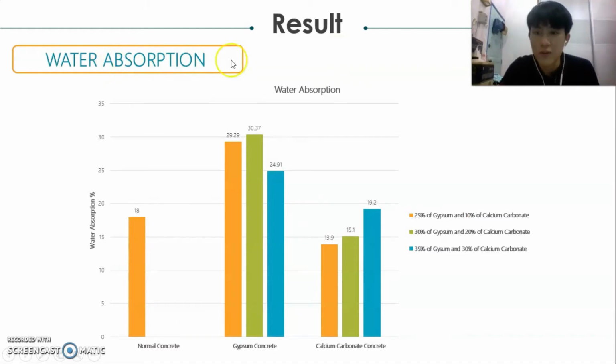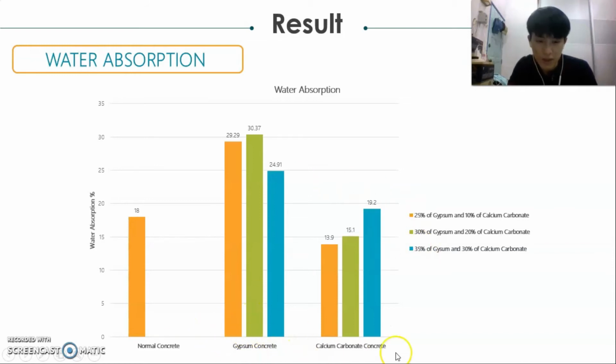And then we look at the water absorption graph. The y-axis represents the water absorption with unit percent, and we have the highest result, gypsum concrete. It absorbs the most among these concrete bricks. It has 29.29, 30.37, 24.91%, with 25%, 30%, and 35% replacement of sand with gypsum in this concrete.